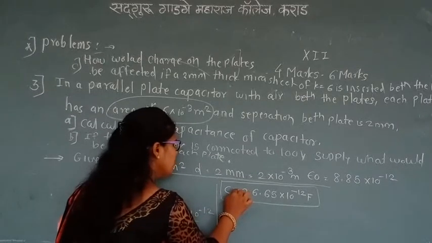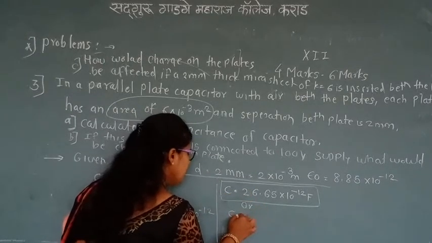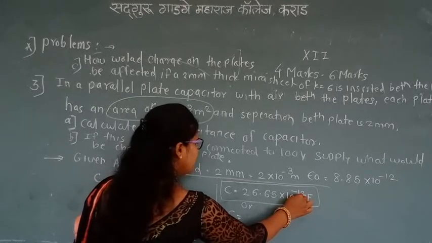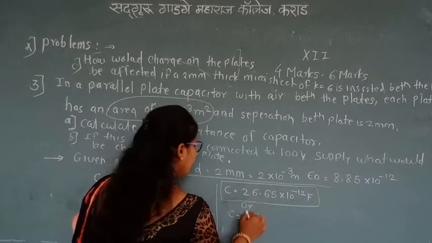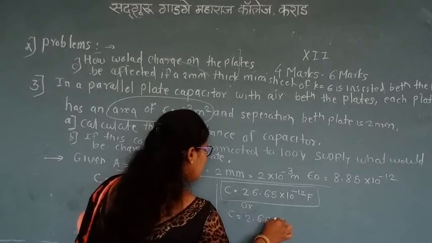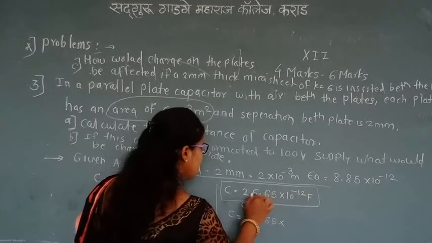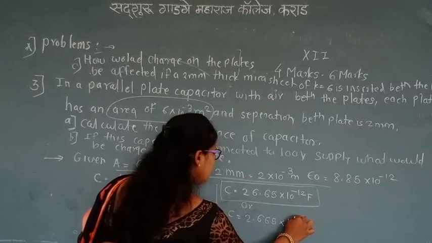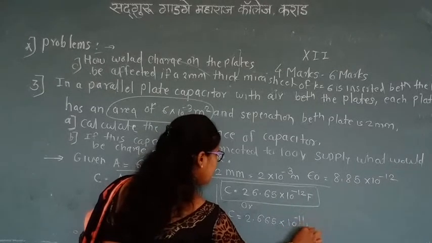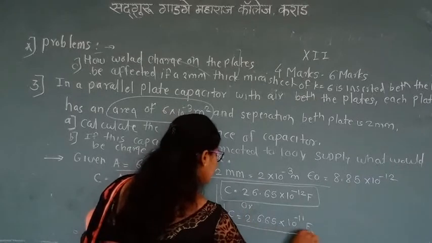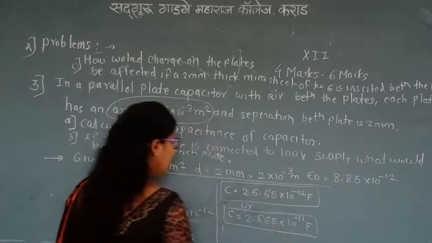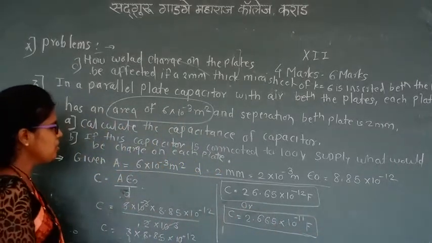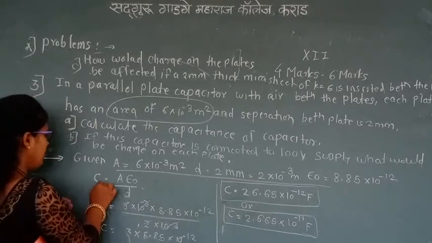One more form in which we can write the capacitance value: 2.665 × 10^-12, and here minus 12 converts to minus 11 farad. Both answers are correct. Therefore, we get the capacitance of the capacitor by using this formula.